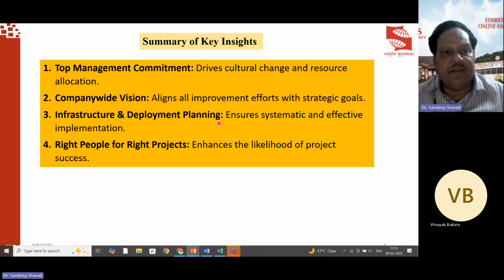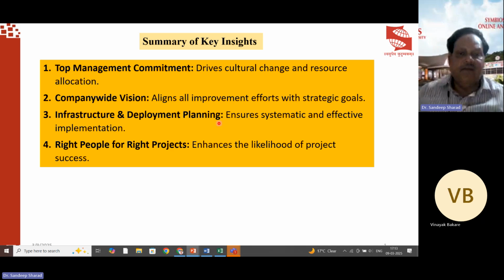First it starts with the top management commitment, then a company-wide vision. Whatever the improvements are going to be, they need to be aligned with the strategic goals. Infrastructure development planning is also required with respect to that commitment and vision, wherever Lean Six Sigma practices are involved in some system, process, or activities. The necessary infrastructure, as far as machine requirements and software requirements, needs to be taken into consideration.